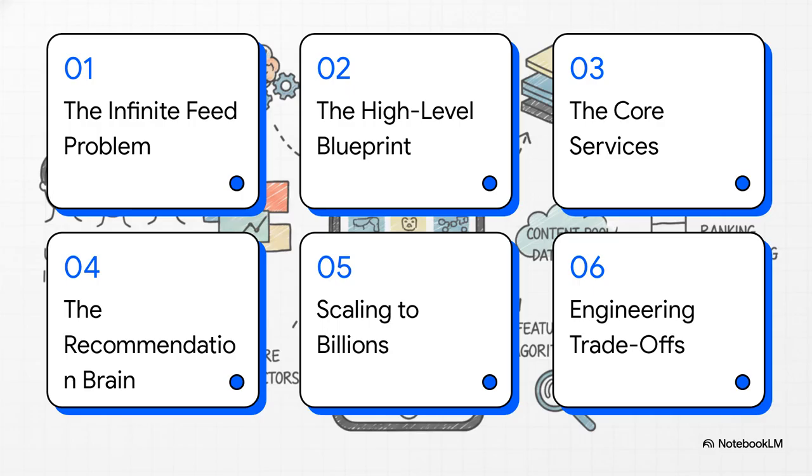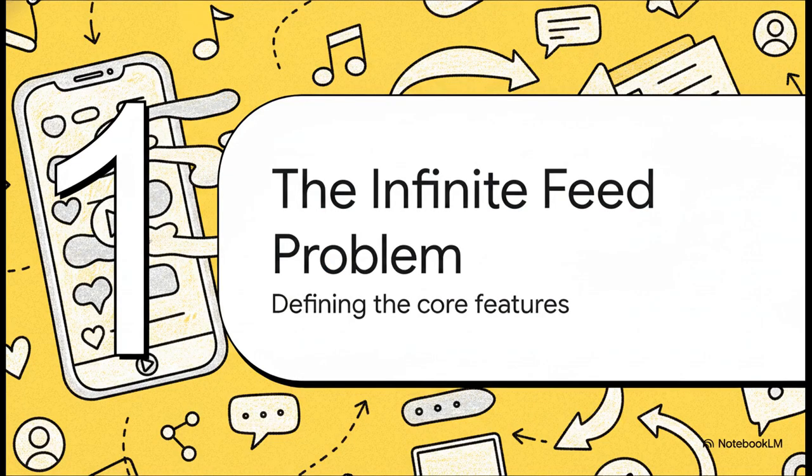All right, here's our game plan. First, we'll figure out what problem we're actually trying to solve. Then, we'll sketch out the master blueprint, look at the core services that do all the heavy lifting, and really try to understand the recommendation brain. And finally, we'll see how it scales to an insane level and talk about the tough choices engineers have to make along the way.